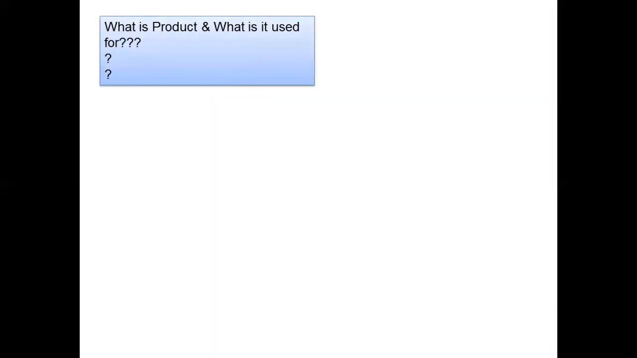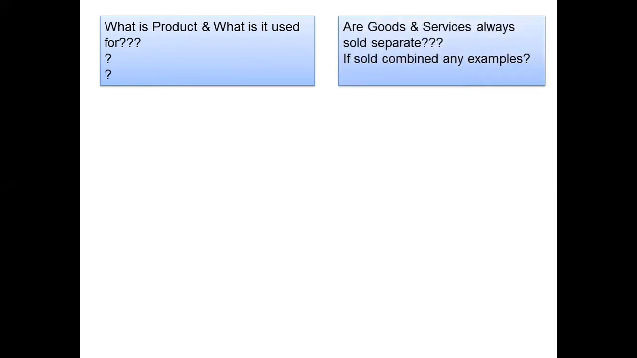So the question is, what is a product and what is it used for? Are goods and services always sold separately? And if we can sell them combined, is there an example? A product is a generic term used for anything that is offered to satisfy customer needs, wants, and demands.